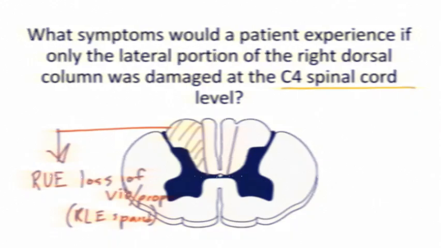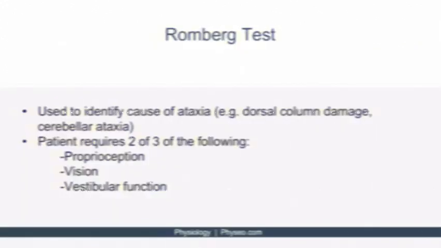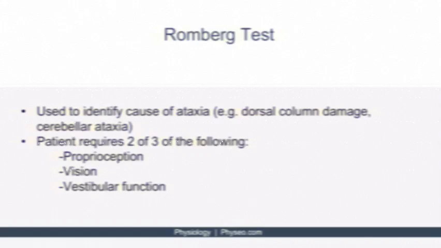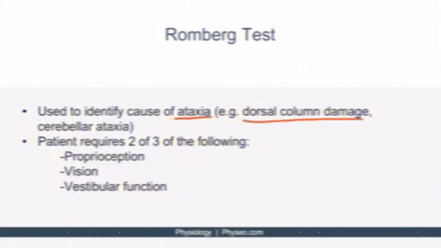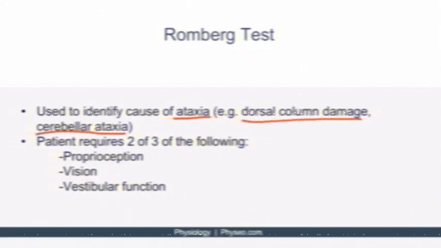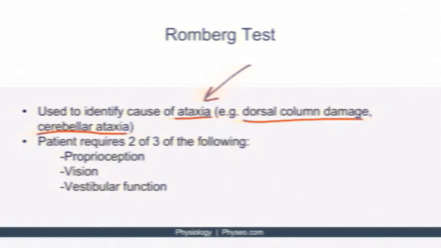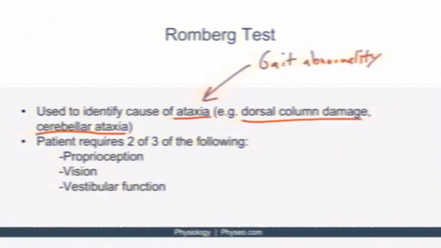So now we need to talk about the Romberg test really quick. This is very important as it relates to the dorsal column. It's really high yield for examination purposes. It's used to determine the cause of ataxia. It really helps to distinguish between dorsal column damage and cerebellar ataxia. Just recall that ataxia means gait abnormality. So a patient's walking funny, and you want to know if it's the cerebellum that's the problem or if the dorsal column is the problem.